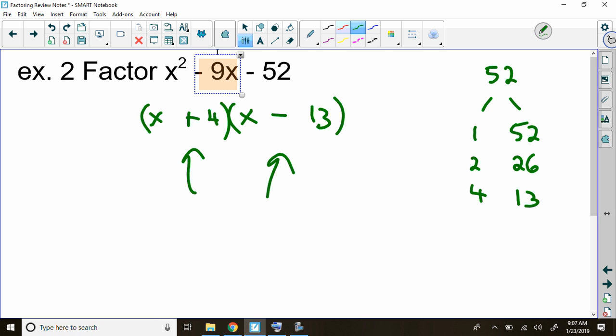Hopefully those ones are a piece of cake, a walk in the park. The hardest part about that one, I think, is that not a lot of people know their factors. Not a lot of people know that 52 is 4 times 13. Maybe card players would know that. If you play a lot of cards, you might know that. Okay, so that's example 2.